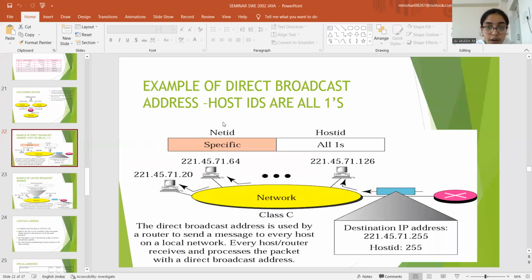Here is an example of a direct broadcast address. Host IDs are all ones. The direct broadcast address is used by a router to send a message to every host on a local network. Every host or router resolves and processes the packet with the direct broadcast address, and you can see a diagram to understand it completely.